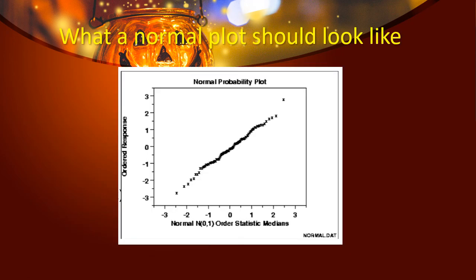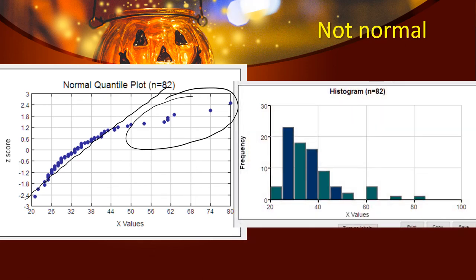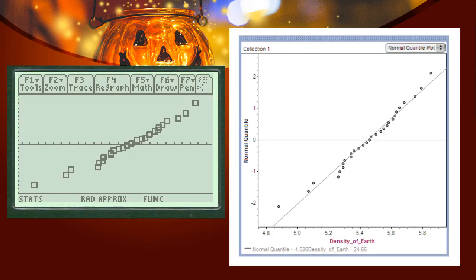This is what a normal probability plot should look like. And if everything's normal, you're seeing a nice straight line. Here's not normal. If I were to draw a line here with most of the data, you would see that all of these are heading off towards the right. That's because it's skewed towards the right. So this is not normal. This is what the normal probability plot would look like on your calculator, and another one with Fathom.